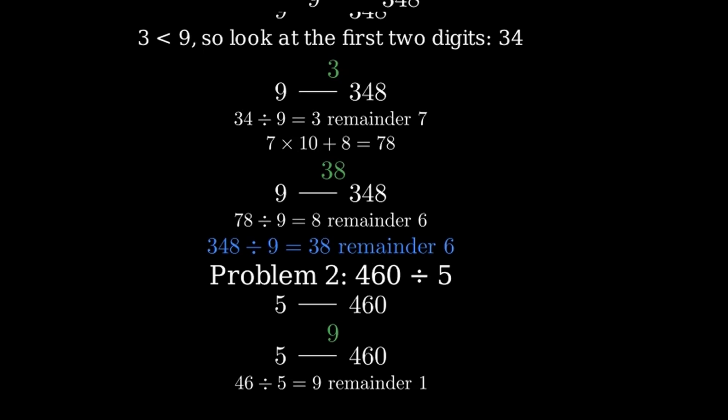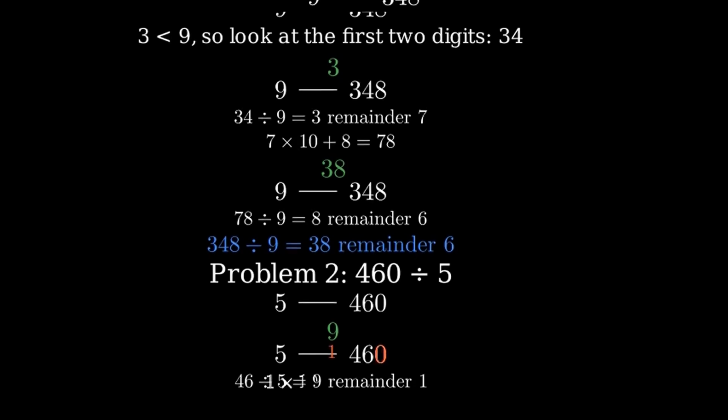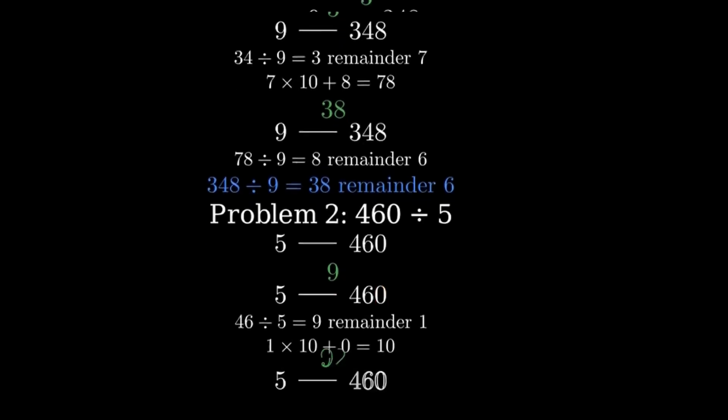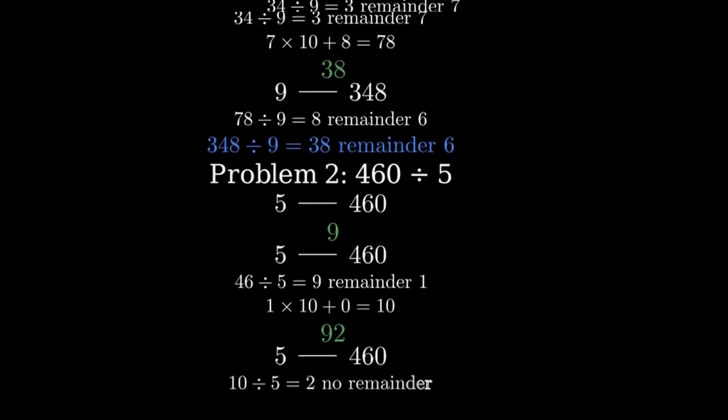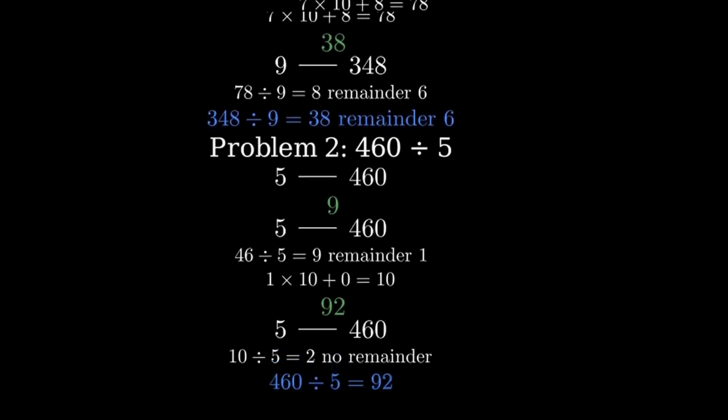We write 9 above and carry the remainder 1. We combine the remainder 1 with the next digit 0 to get 10. 10 divided by 5 equals exactly 2 with no remainder. So 460 divided by 5 equals 92.